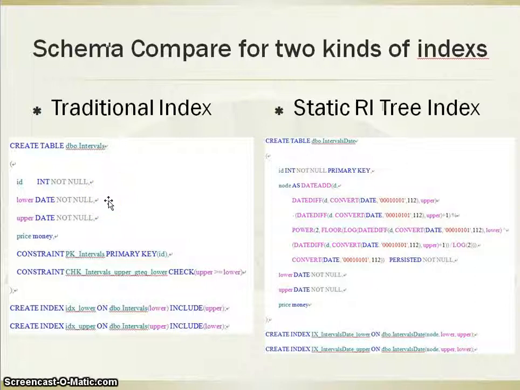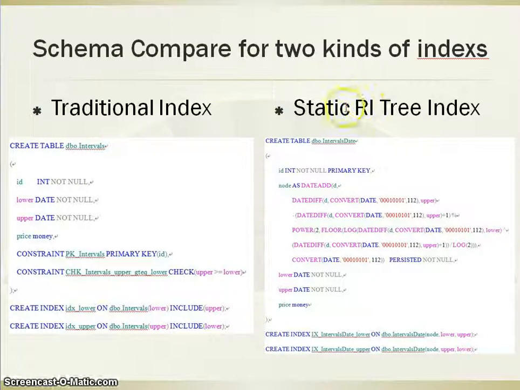First, let's compare the 2 different schemas for these 2 different kinds of index. In the traditional index, look at the schema. We have a lower date and up date. That means the beginning time and the end time for the time period, and some metric like money. Okay, so now we create an index on the lower and upper, and also create an index based on the upper and the lower. This is a traditional index.